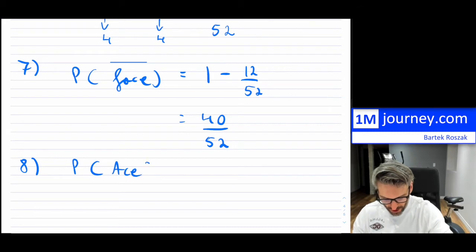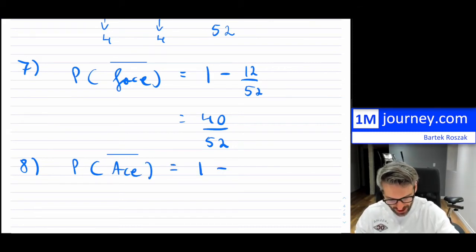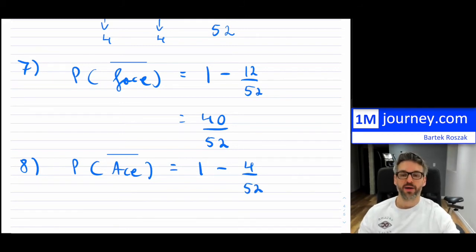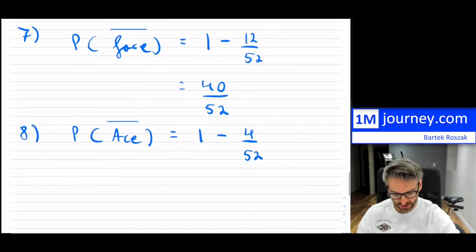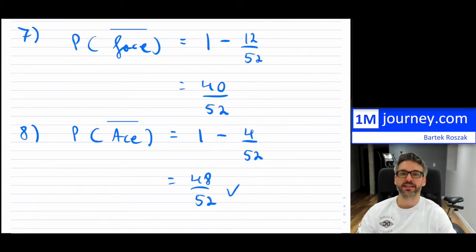So there's 4 aces. Well, we don't want to see an ace, so we have the following: 1 minus 4 over 52, which just simply means 48 out of 52 is going to be the probability of not seeing an ace. Again, you can change that to percent if you like, or reduce it.